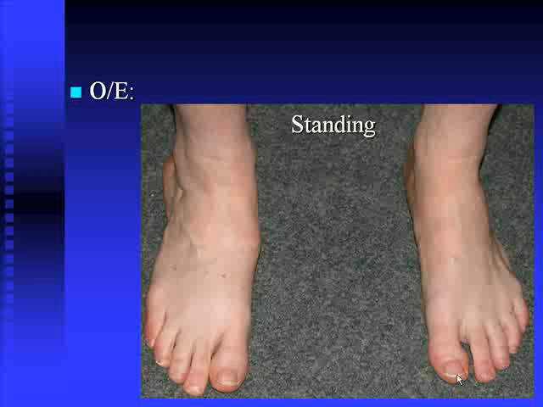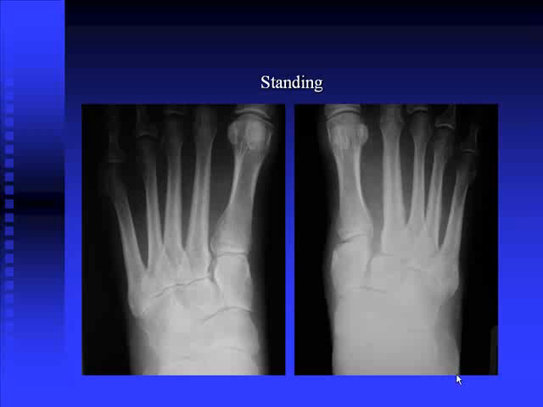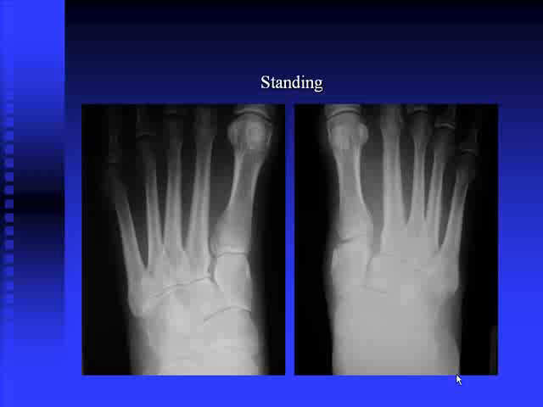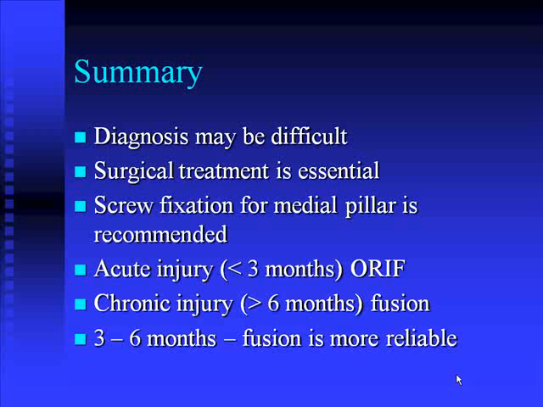Here are the x-rays taken with the patient simply lying on the x-ray table. And here's the x-ray taken with the patient standing. And you can see the obvious displacement through this joint even at 9 months. And there's the treatment by means of arthrodesis. So in summary, the diagnosis may be difficult, but if you have a high degree of suspicion, you can make the diagnosis. Secondly, the surgical treatment is essential. Third, everyone now accepts that screw fixation for the medial pillar is recommended. Anything other than screw fixation is too unstable.